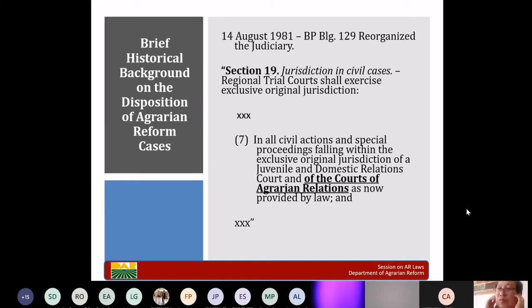So as you will notice, since 1976, the jurisdiction is already twofold. If rights and obligation, at that time belonged to the courts of agrarian relations. However, if administrative implementation, at that time of PD 946, it remained with the Secretary of the Department of Agrarian Reform.